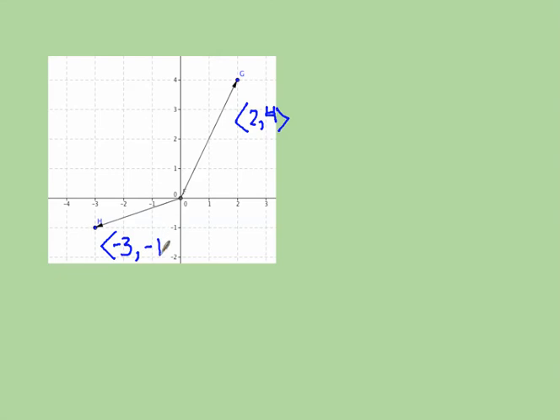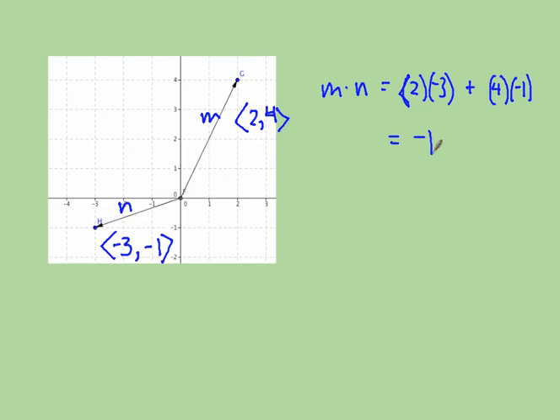You probably can figure out by now that if I'm going to look at the dot product, and we'll say this is m dot n, I'm going to multiply my x's, -6, and I'm going to multiply my y's, -4, -10. So it looks like when my dot product is negative, the angle between the two vectors is obtuse.